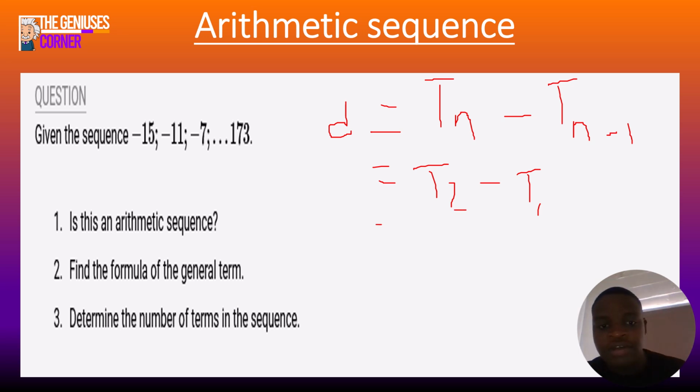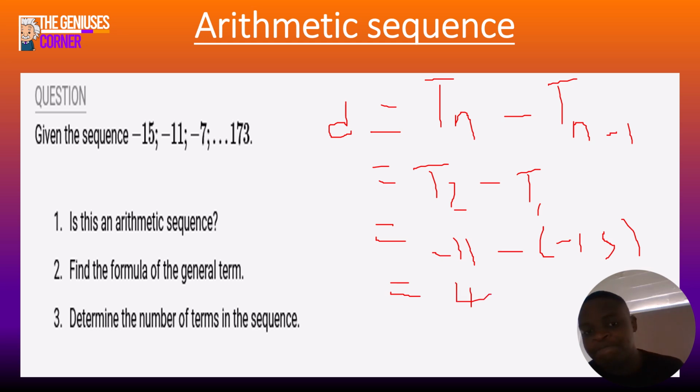But let's first do this. Minus 11 minus minus 15. That's simply going to be positive 15 minus 11, which is simply equal to positive 4.